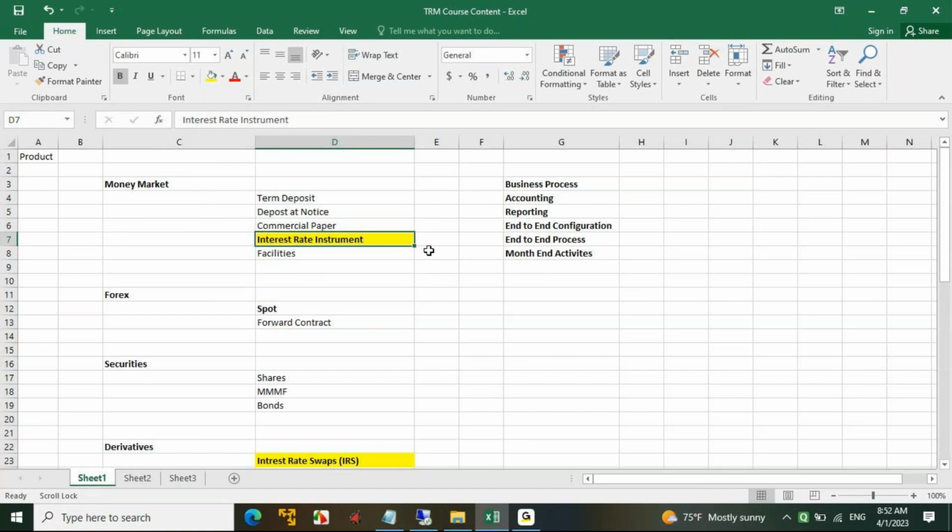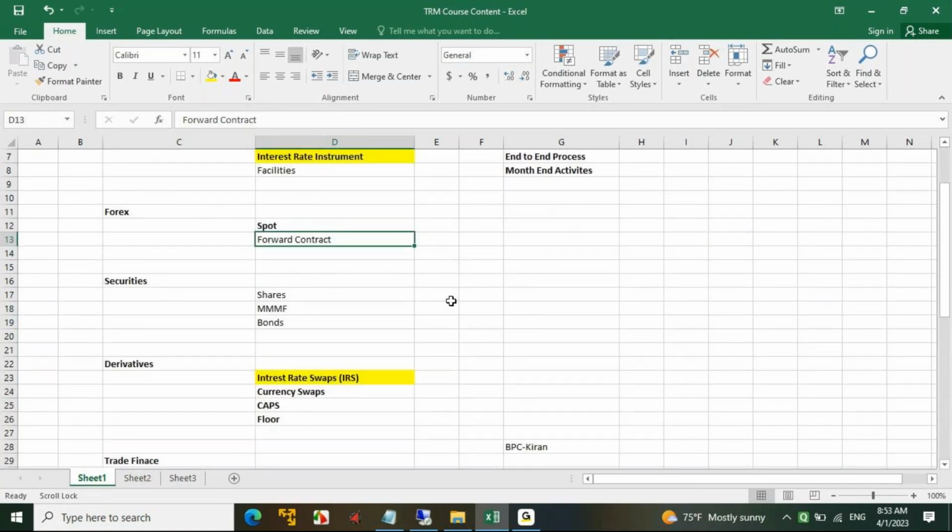Forex: we're going to discuss how to configure the spot and forward contract. When I say forward contract, it has many layers, like whether you want to take physical delivery of the forward contract or do the cash settlement, and what the month-end activities would be. We're going to discuss everything about this product for spot and forward contracts. Similarly, we'll also discuss the securities module, like shares, money market mutual funds, and bonds.